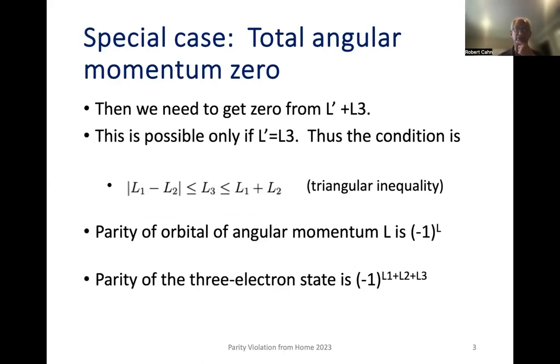Let's consider a special case where we want the atom to have an overall total angular momentum of 0. If we add the L prime to the L3 to get 0, this is possible only if we take L prime to be exactly L3. Thus, the condition that our atom has total angular momentum equal to 0 is the triangular inequality relating the 3 angular momenta. Now, the parity of an orbital with angular momentum L is just -1 to the L. So the parity of the 3 electron state is simply -1 to the power L1 plus L2 plus L3.